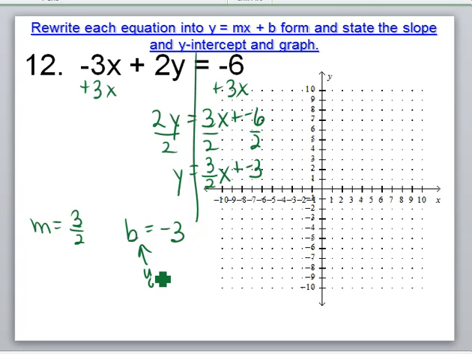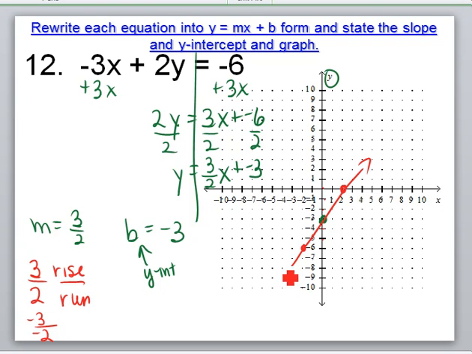I will plot this y-intercept first. My y-intercept is negative 3. And then I'm going to use my slope of 3 over 2. Rise over run. So I'm going to rise 3 and run 2. Or I could fall 3 and go to the left 2. Negative over negative is also positive. Notice how I end up with a positive slope.